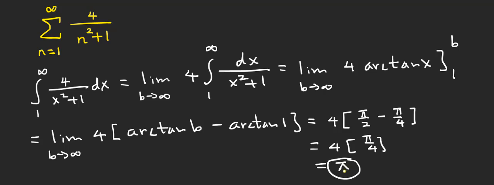So therefore we can conclude that this improper integral converges. Therefore this infinite series also converges. Now be careful again, the sum is not pi. This pi means the area underneath this curve from 1 to infinity is pi. The sum is not pi. But we know that this infinite series converges and has a finite sum, but it's not pi.